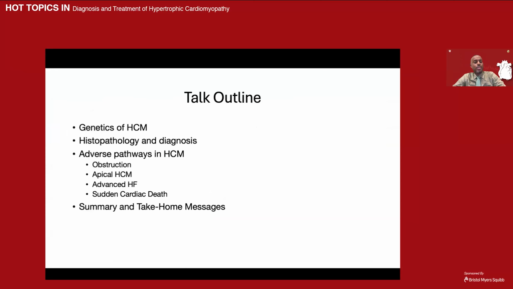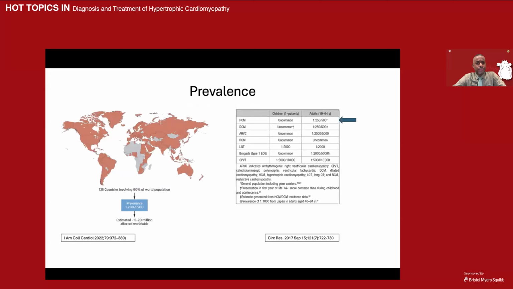So the outline will be talking about genetics of hypertrophic cardiomyopathy, delving a little bit into the histopathology and diagnosis, and then just briefly mentioning some of the adverse pathways in hypertrophic cardiomyopathy that will be touched upon during this seminar by some of the other speakers, and then summary and take-home messages.